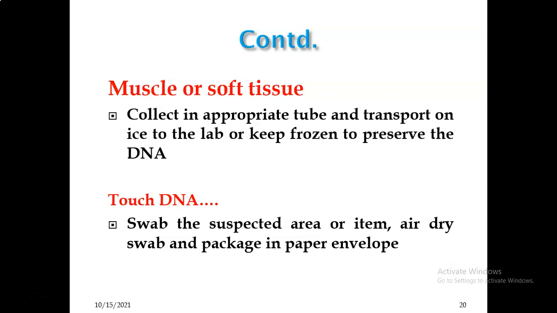Muscle or soft tissue. Collect muscle in appropriate tube and transport on ice to the lab or keep frozen to preserve the DNA. So you can either collect it in a sterile tube or even in EDTA vacutainers and transport it on ice to the lab.